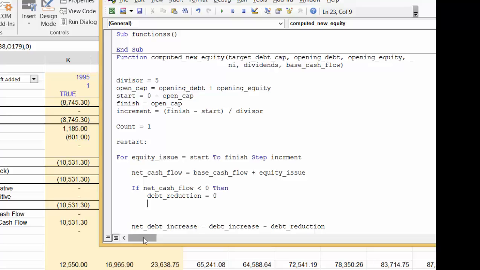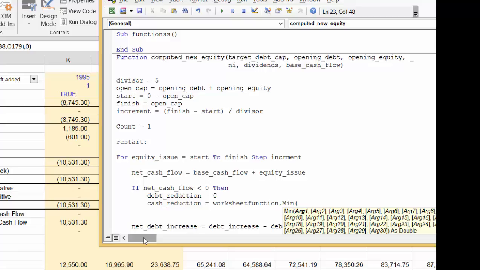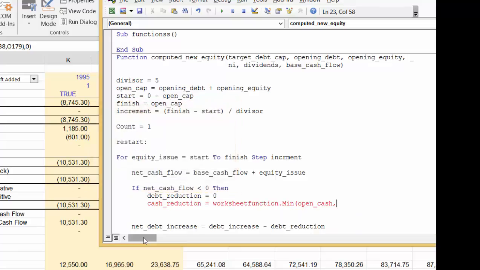And then the cash reduction is equal to worksheet function dot minimum. Now I put minimum and maximum together in here, and I believe you cannot do that. I believe that causes Excel to be unstable. I'm not absolutely convinced. And it's the minimum of the opening cash, which means we need the opening cash.